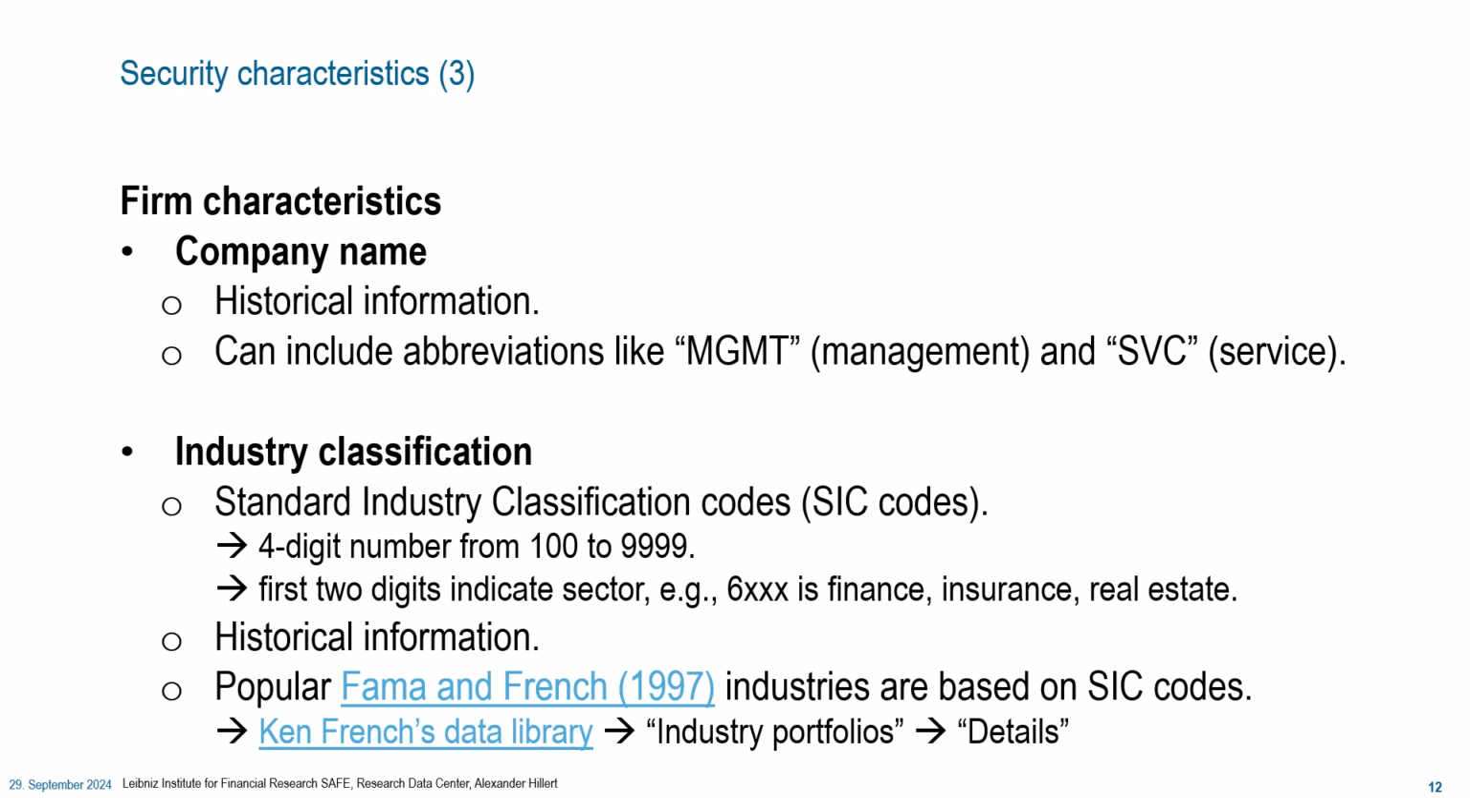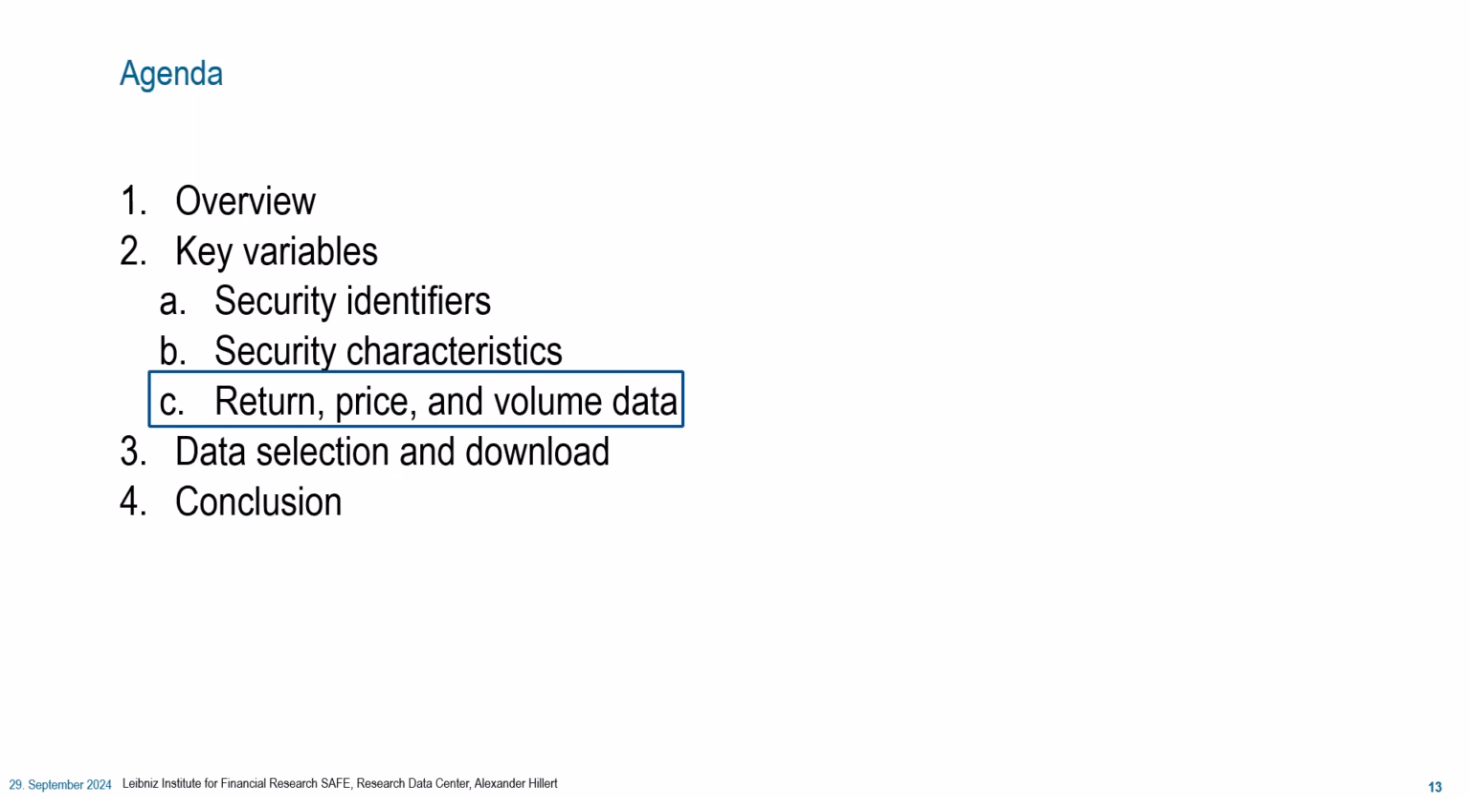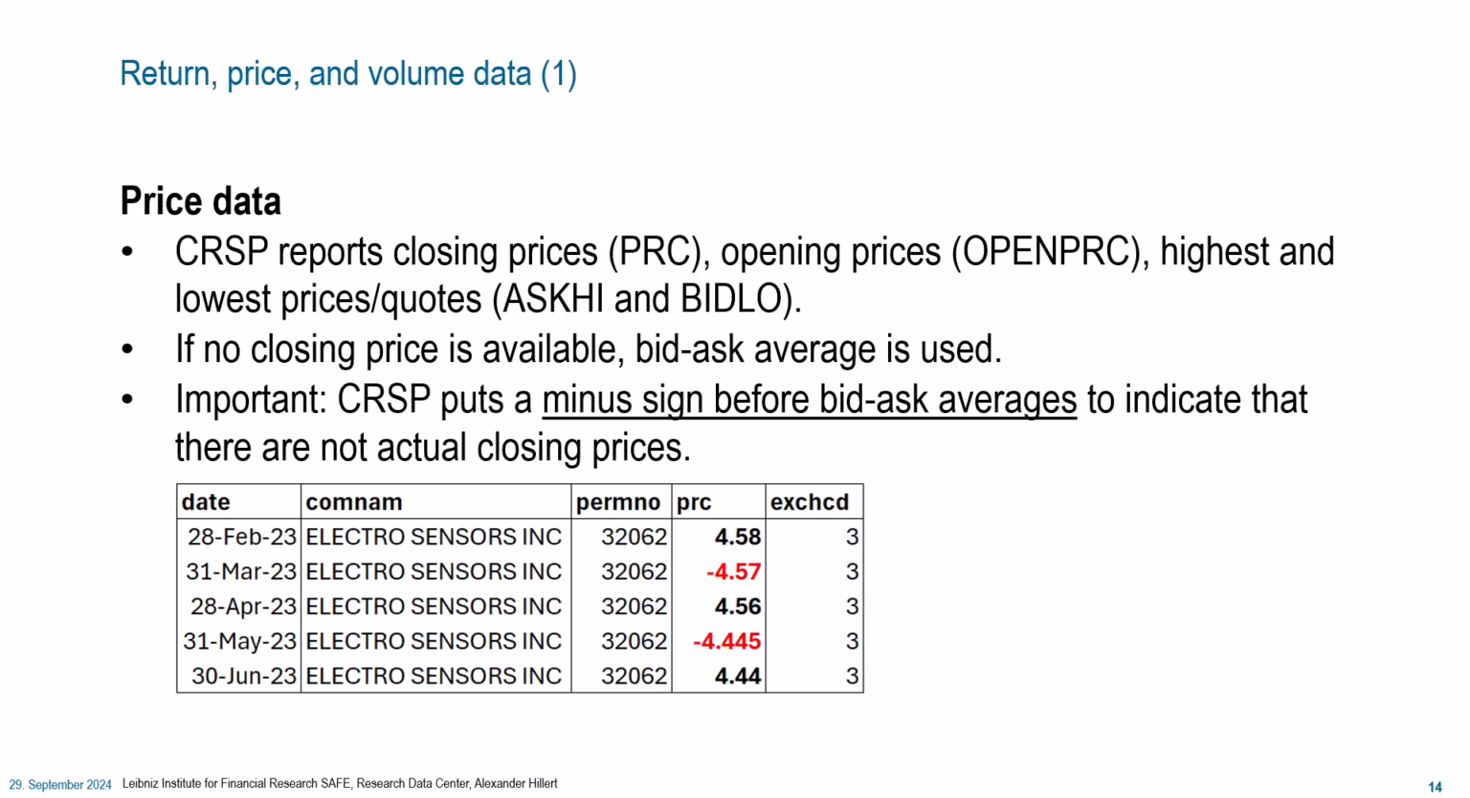We can now move on to our variables of interest. What we are typically interested in is price, return information, and information on how much a stock is traded. You can get all this information from CRSP. Let's start with the price data.